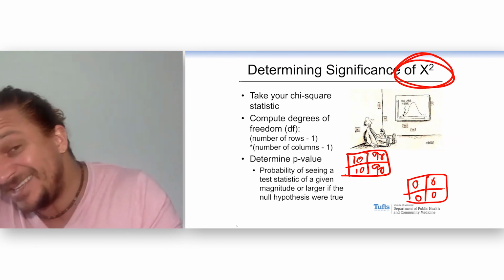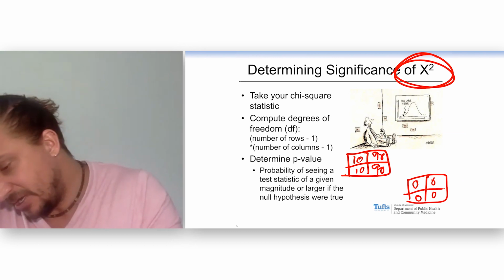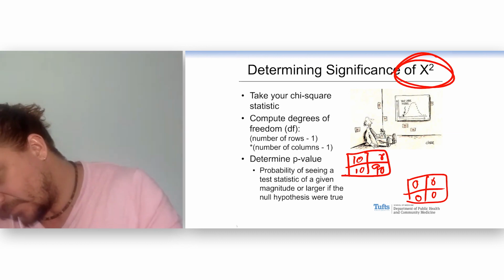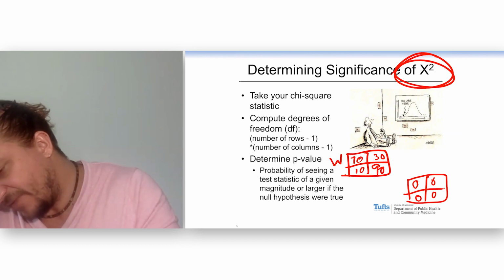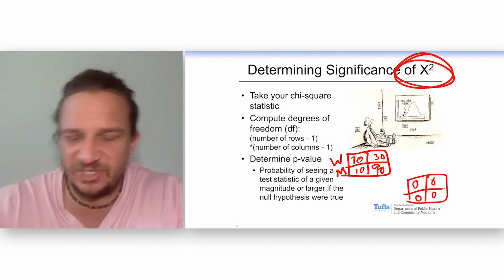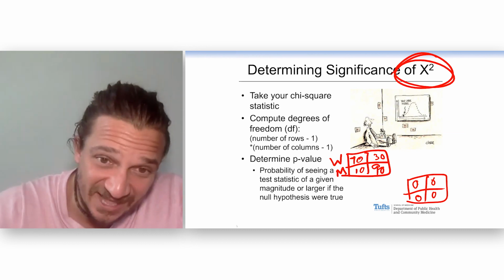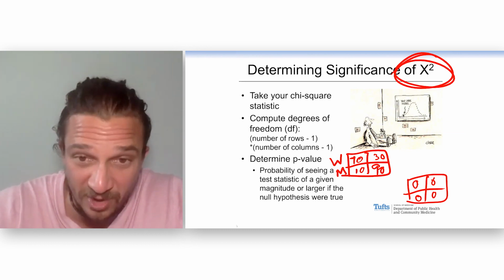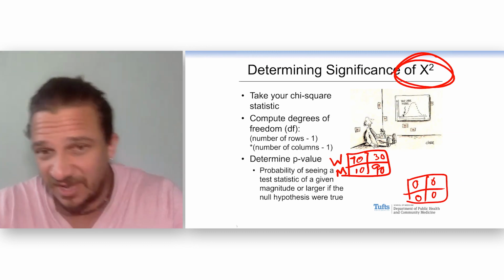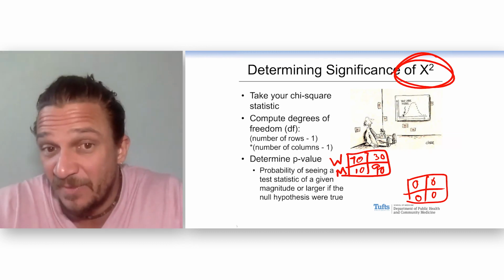But as these things start to differ, let's say 70 and 30, women love stats. Men, not so much. What would be the chance of getting this if men and women were the same? Well, it's kind of weird. We would see something like a big signal coming out of that.